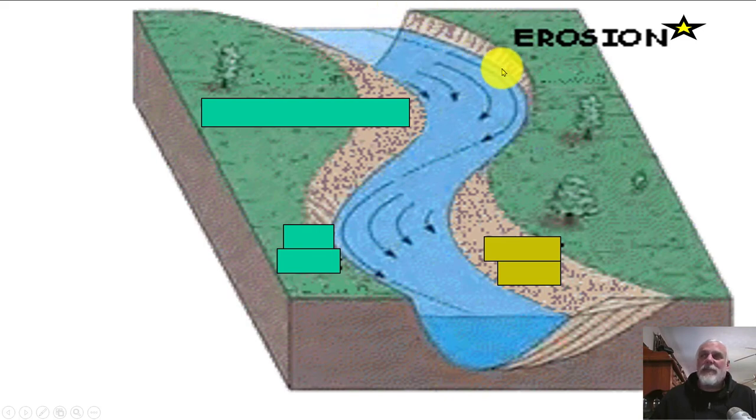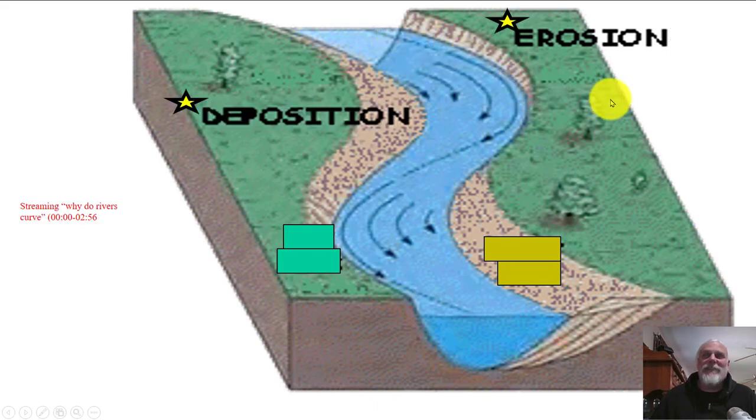The water smashes into the side of the creek here and breaks apart the soil, breaks apart rocks. That is the erosion side. It's being hit right here. It's smacking into that side. This side is deposition. So as the water's rushing here, smashing into this side, it is dropping off sediments and deposits here. So this side of the river is being broken down and pushed over.